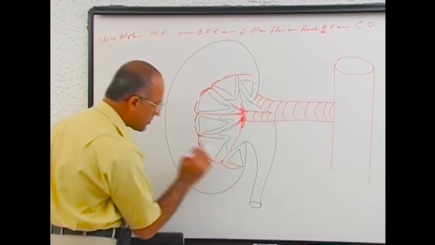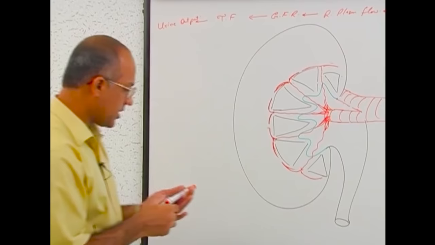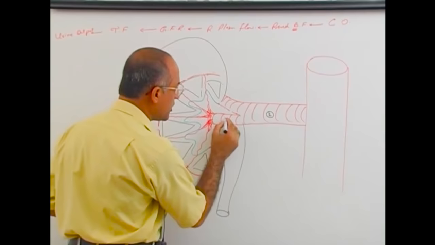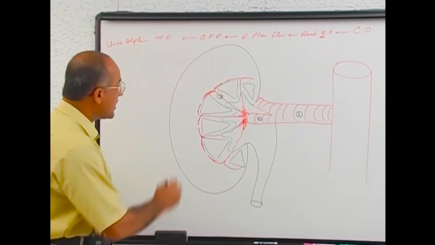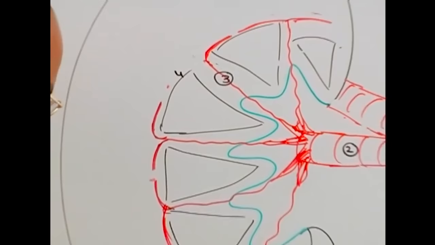So again, listen carefully. This was the main renal artery, right? Number one. Number two, you go for divisions. Number three, you go for interlobar branches. No problem up to here. Then they divide into this fourth number. What is this? Yes, arcuate branches, right?